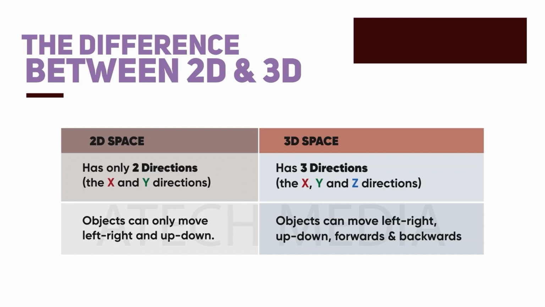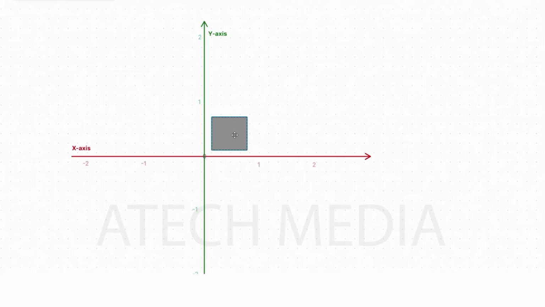But in 3D space, an object can move left, right, up, down, diagonally, and it can move forward and backwards towards us and away from us. That is what differentiates an object in 2D space and an object in 3D space. So that's all for our deep dive on the concept of 3D.